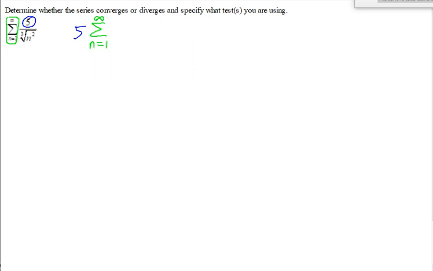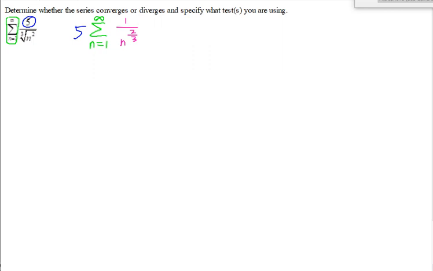And then what we're left with is 1 over, and if we put this in fractional exponent form, n to the 2/3. So you can see this one, sometimes there's more than one test that you could potentially use to determine if it converges or diverges. So if we wanted to use the integral test, then you could write this as n to the negative 2/3 and integrate it. It wouldn't be that hard to figure out.